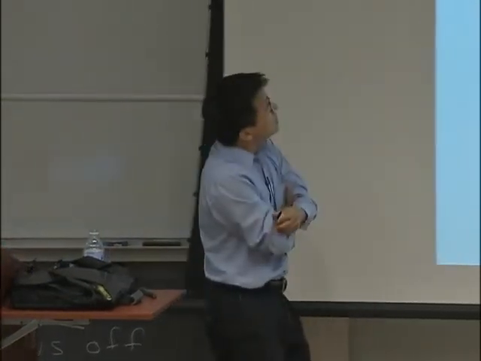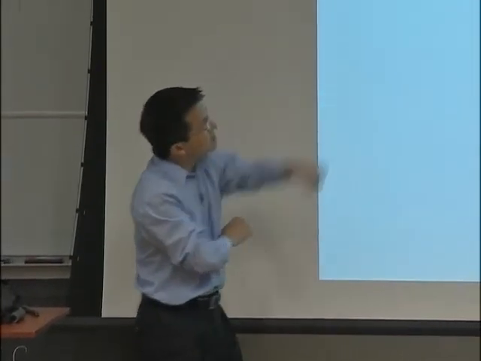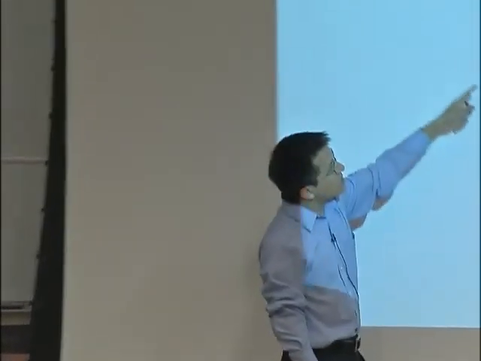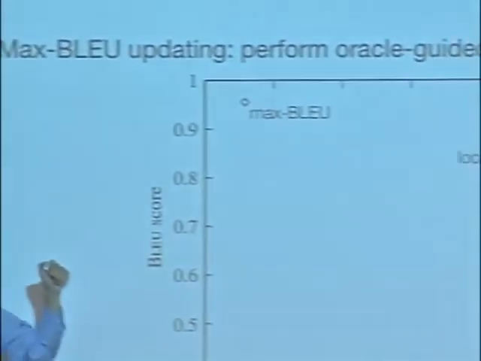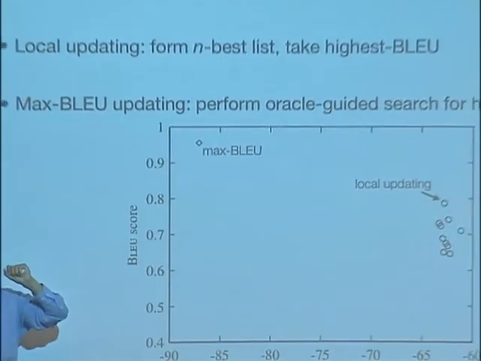And various methods have been proposed for choosing this E star. Probably two of the more well-known ones are called local updating and max BLEU updating. So actually, I'll talk about max BLEU updating first. It's the more intuitive one. Max BLEU updating is we look at the space of all the translations we could get, and we choose the one with the very highest BLEU score.